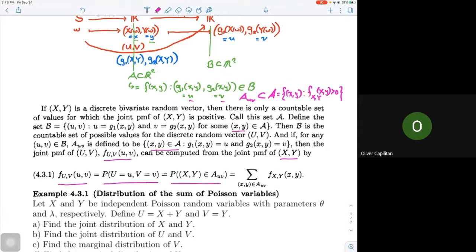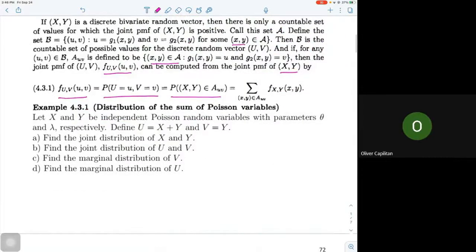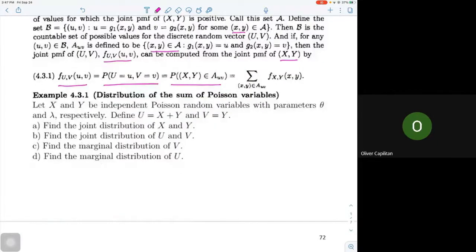Let me give you an example to illustrate this concept. By the way, I modified the problem in the book. This is the distribution of the sum of Poisson variables. Say we let X and Y be independent Poisson random variables with parameters theta and lambda respectively. And then we define U to be a function of these random variables X and Y, and that is the sum of these two random variables X and Y. And then V is a function of Y.